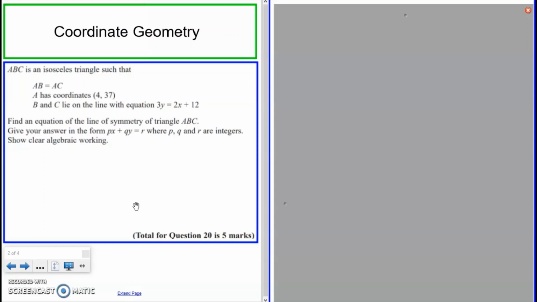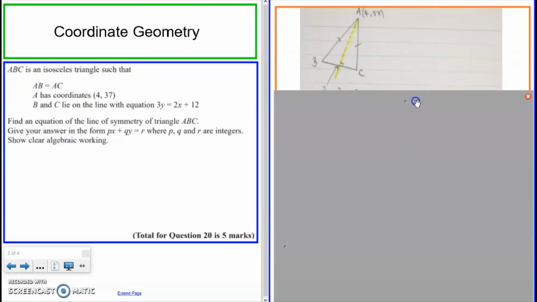Okay, welcome back to the video. Let's have a look at how I've approached this grade 9 question. So the first thing I've done is I've gone ahead and used the information in the question to produce a sketch of what we're actually thinking about. I know A has the coordinates 4, 37, and I'm told that the line BC has the equation 3y equals 2x plus 12, and we need to find the line of symmetry.